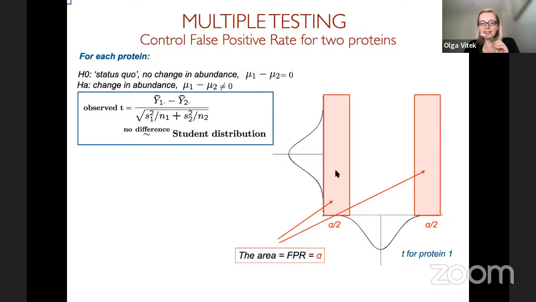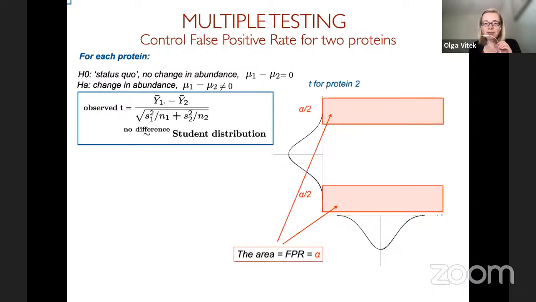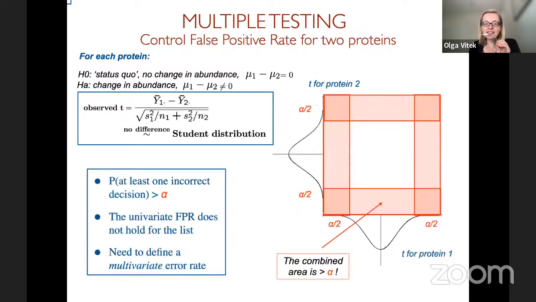These red areas together are alpha, so they have 5% or something like that. That's fine. But now I do the same thing for protein 2. For protein 2, I'm comparing signal to noise against the same area, and I reject the null hypothesis for protein 2 if, again, I am in this red area, regardless of what happens for the first protein. Now, the problem is that we have both proteins in our experiment. So the actual possibility of rejecting the null hypothesis, claiming that something is changing when we shouldn't, is actually a combination of these two areas.